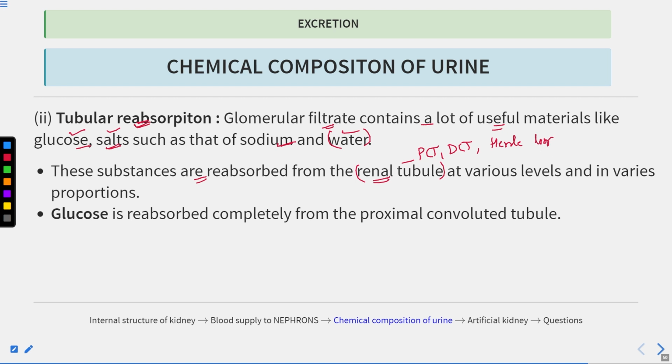So, in different regions of the Henle's loop, in the distal convoluted tubule, in the proximal convoluted tubule, there is reabsorption. In some parts there is absorption of water, in some parts there is absorption of salt. So these substances are reabsorbed from the renal tubule at various levels and in various proportions. Now glucose is also reabsorbed completely from the proximal convoluted tubule. So glucose reabsorption takes place in the proximal convoluted tubule.